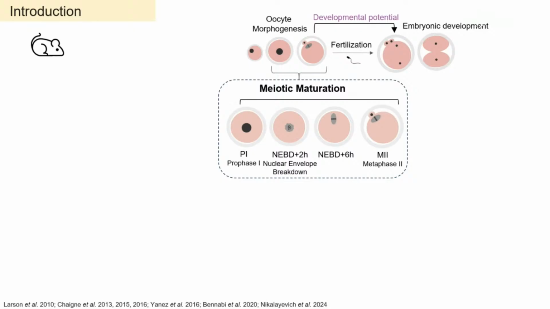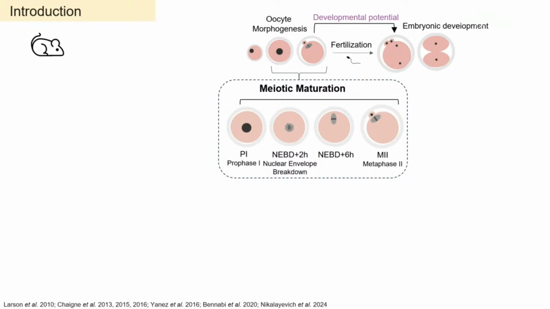More specifically, I'm focusing on the last phase of oocyte morphogenesis, which is the meiotic maturation that lasts 10 hours in mouse, and it's composed of 2 successive meiotic divisions. During this phase, the spindle starts to form in the central region of the oocyte, and then it migrates from the central region to the cortical region, and it leads to an asymmetric division and the production of a mature oocyte at the metaphase 2 stage.